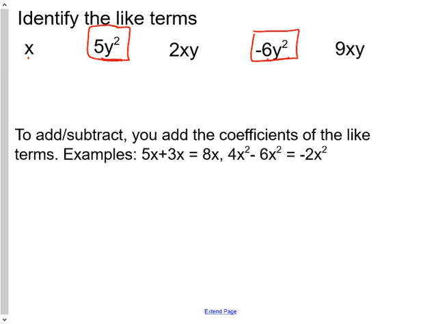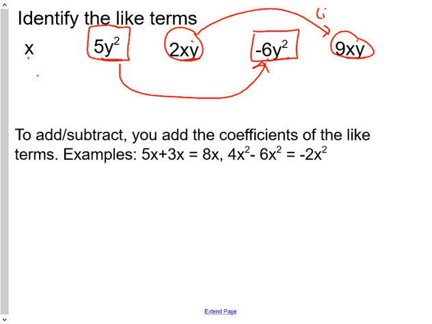Now what's left? We already went through x on the left, right? We've got 2xy, 9xy. Those are also like terms. However, since they are different than the y squareds, I'm going to circle those, because those are like terms, but they are not like the box ones, right? 5y squared and minus 6y squared are like, and 2xy and 9xy are like, without being like the y squared, okay?